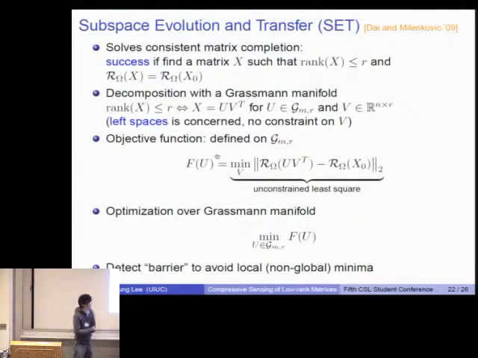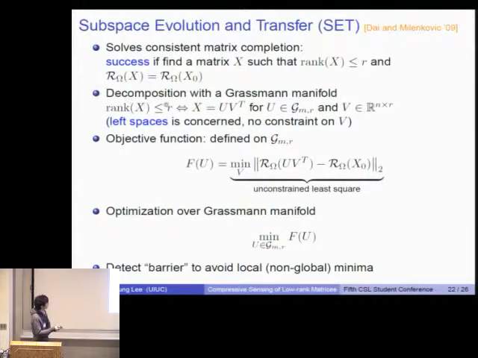The last one is the most recent algorithm, proposed by Dr. Wei Dai and Professor Olgica Milenkovic. They defined success in a different way. Their goal was to find a matrix that satisfies the rank constraint and is consistent on the locations in Omega.